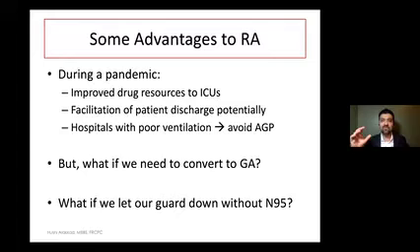And then we have the subset of hospitals with poor ventilation. They either don't have negative pressure rooms, they don't have the 12 or 14 or 15 or 20 air circulations per minute. We always have to try our best to avoid aerosol generating procedures. And so in these situations, I think regional anesthetic could be advantageous. Always think, what if we need to convert to general anesthetic? And as I mentioned, letting our guard down without the N95.